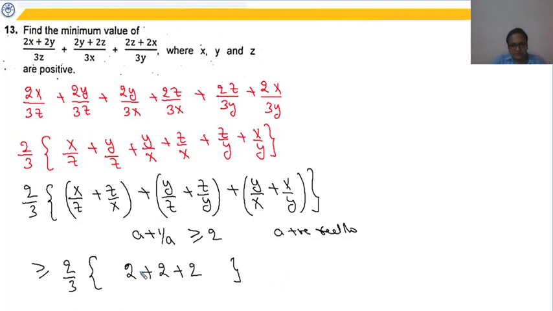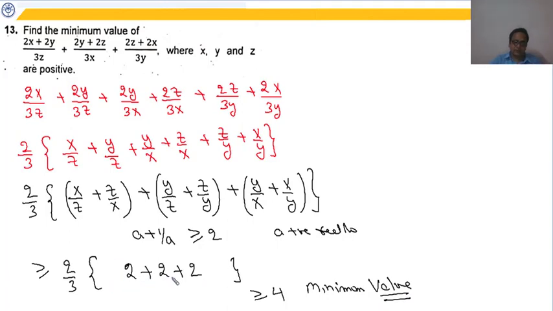So this comes out to be 6, and there is a 3 in the denominator. 6 by 3 is 2, into 2. So the minimum value of the entire expression is 4. This is the minimum value of the entire expression.